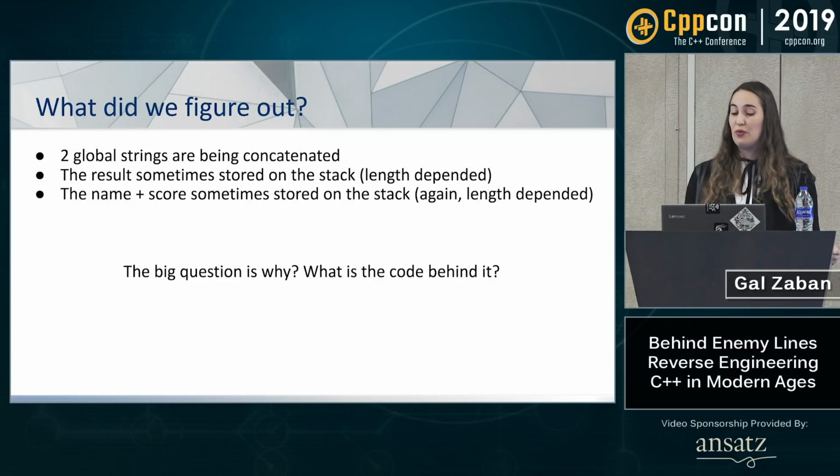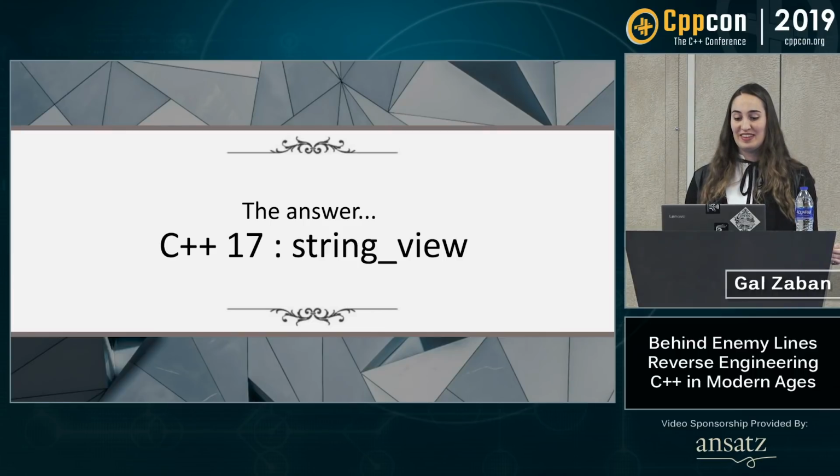So what we figured so far is that you have 2 global strings that are being concatenated and can be stored on the stack or on the heap, depending on their length. And also you have the score and the name, which can also be stored both on the stack and the heap, depending on the length again. But the big question that all of you probably have is why? What is the code behind it? And why does this weird behavior happen? And the answer is string_view in C++17.